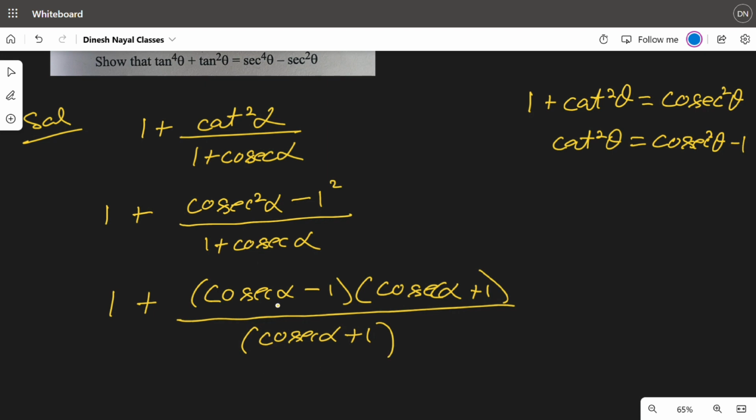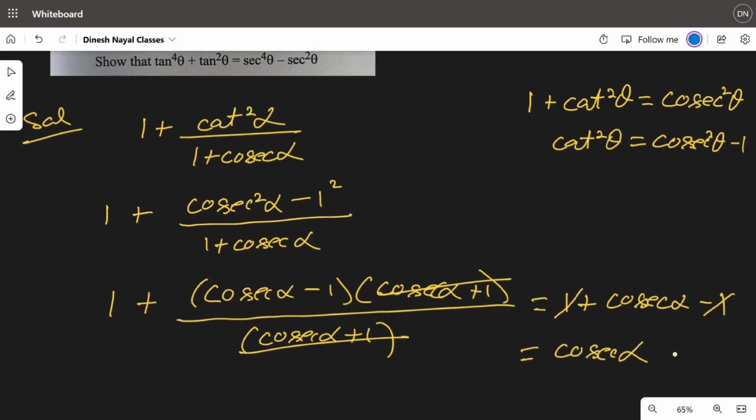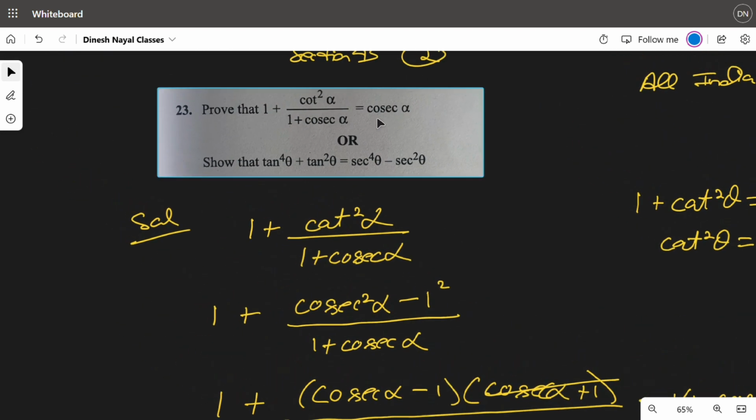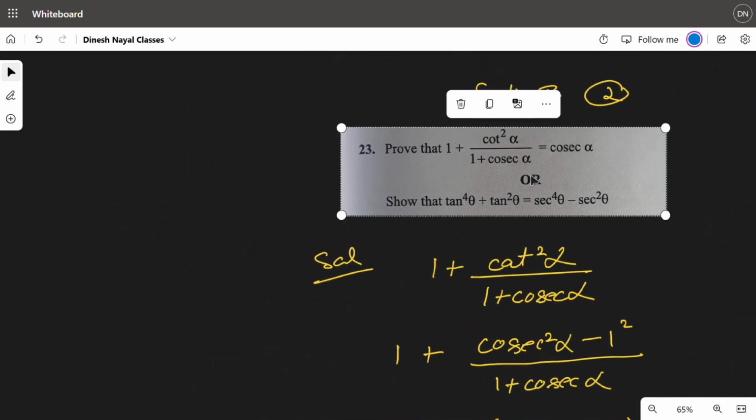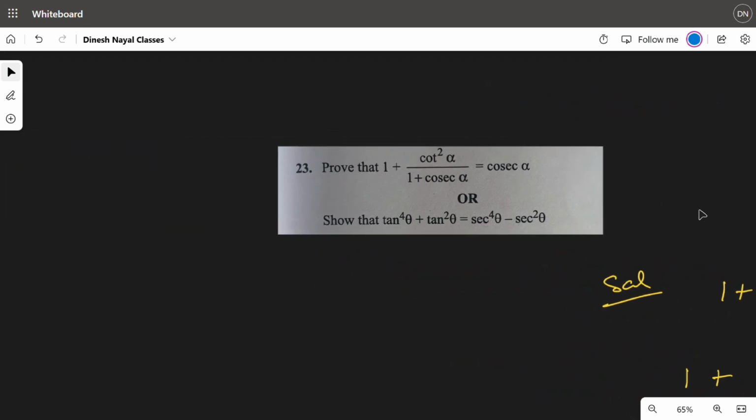So now what can you do? You can cancel cosec alpha plus 1 from here directly. Now what is left over here is 1 plus cosec alpha minus 1. So 1 and 1 will get cancelled. What is left over is cosec alpha, which is equal to cosec alpha. Hence we have proved it. Okay, so for the next part, I'm doing it over here.